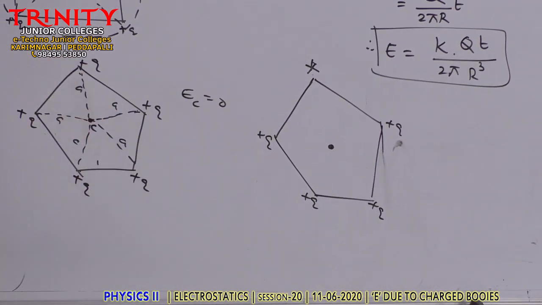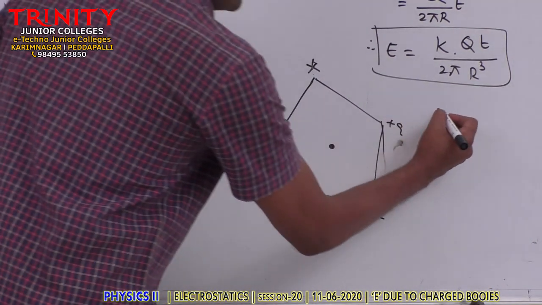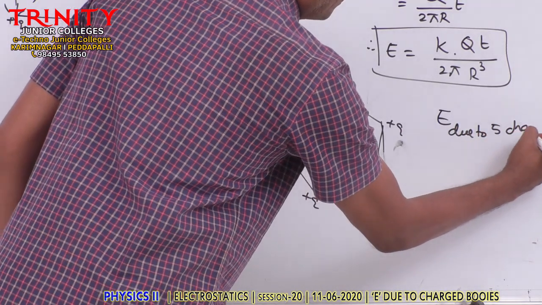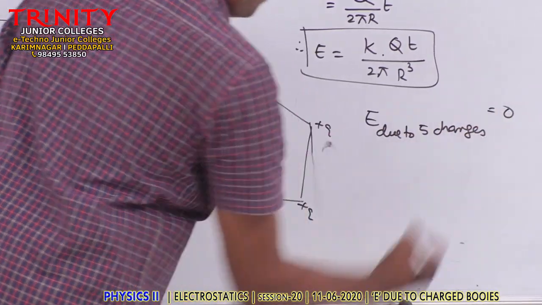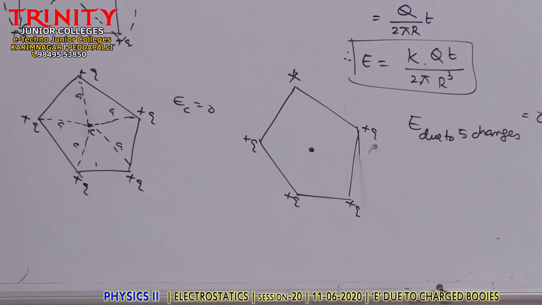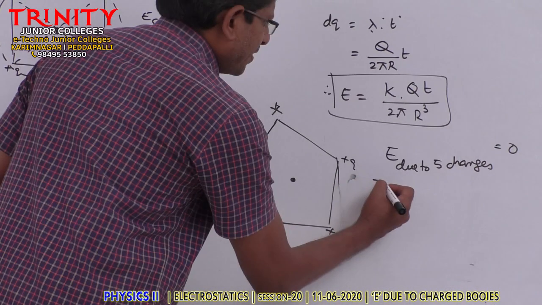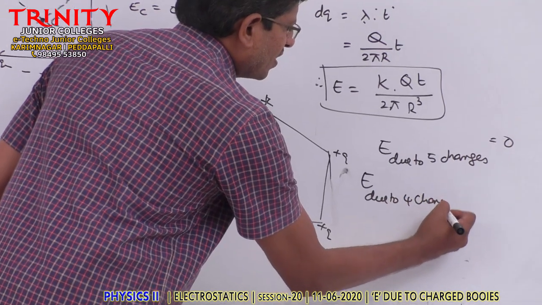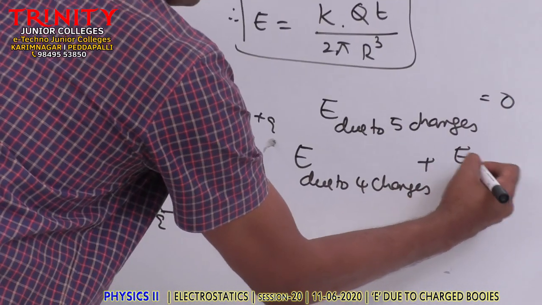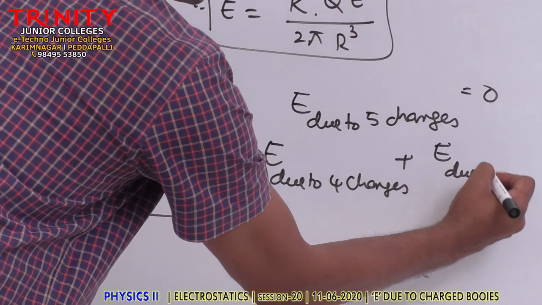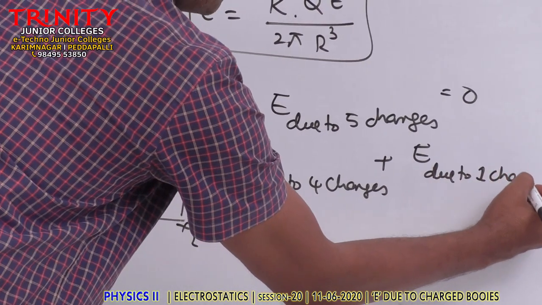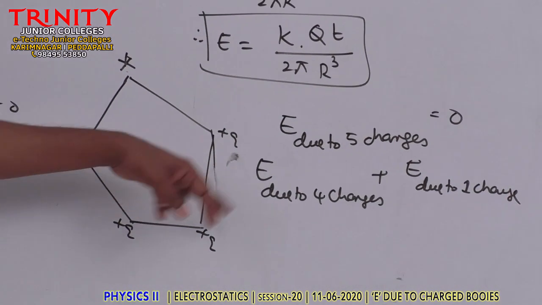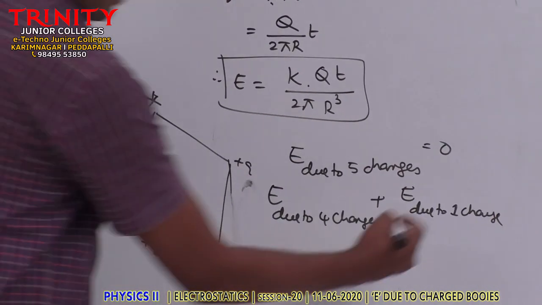How you can do this in a very simple manner is, so I can write E due to 5 charges, E due to 5 charges is 0. I am writing again, right? So this E due to 5 charges can be written as E due to 4 charges plus E due to 1 charge. Can you write like this? Yes, we can write, because I have taken 4 and 1, right, equal to 0.